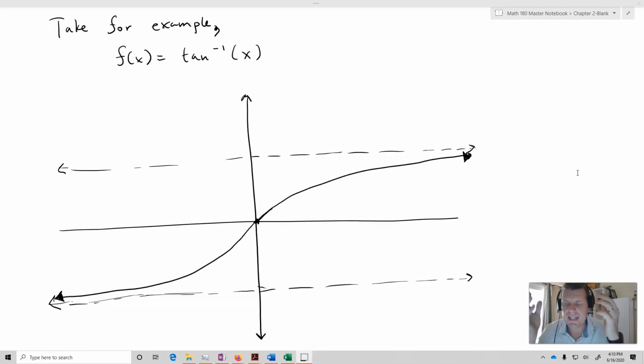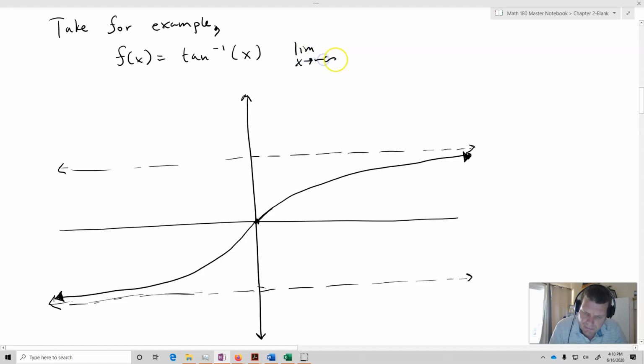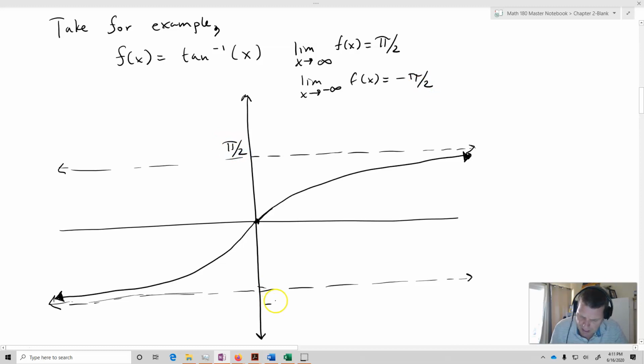Let's take another example. Let's look at tan inverse of x. So tan inverse of x looks like this, right? It looks like a tangent function that's been put on its side, okay? So for tan inverse of x, the limit as x approaches positive infinity of f of x is going to equal pi over 2, okay? And the limit as x approaches negative infinity of f of x is going to equal negative pi over 2. So here's pi over 2, here's negative pi over 2. And that's what's going to happen to tan inverse of x as x goes towards infinity or negative infinity, depending upon which one you look at.